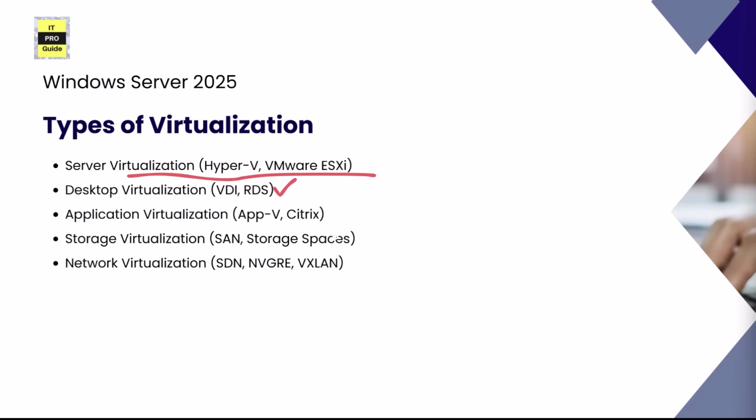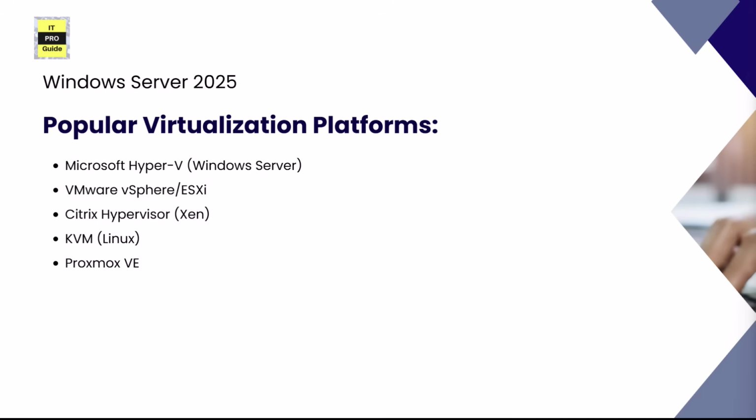Then network virtualization is also used in modern cloud and data center networking. Let's get more familiar with the popular virtualization platforms. Microsoft offers Hyper-V. It is a robust and scalable hypervisor built directly into Windows Server, and it is ideal for enterprise environments, hybrid cloud integration, and small test labs. Microsoft comes with different licenses, Datacenter and Standard. The Standard edition offers two virtual machines per server, but Datacenter offers unlimited virtual machines.